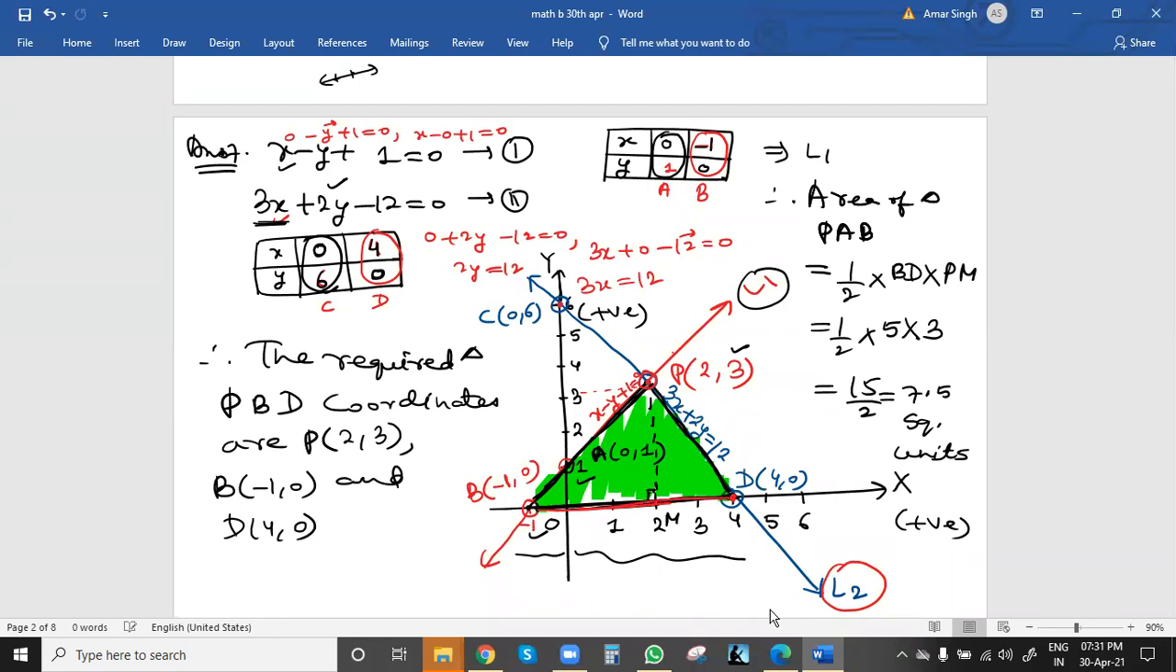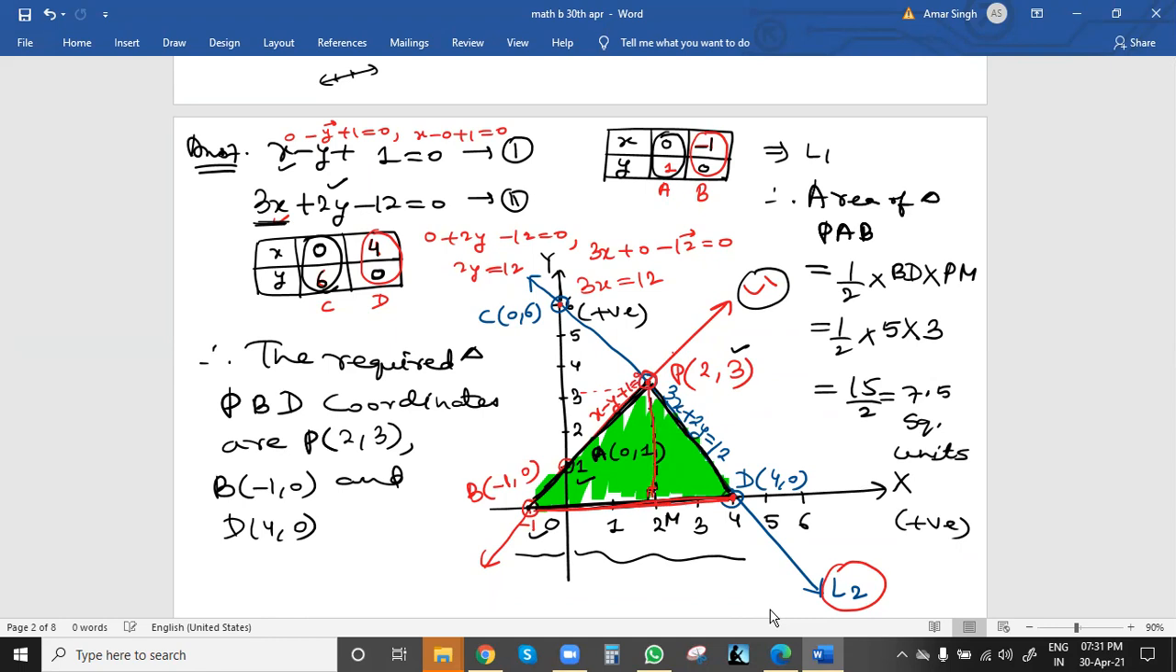So we have to write the coordinates. The coordinates are P, B, and D. P is (2, 3). B is (-1, 0). D is (4, 0). And one more thing we have to calculate is the area. Area will be half into base into height. Base will be BD, this is the complete length. Height will be this one, PM.